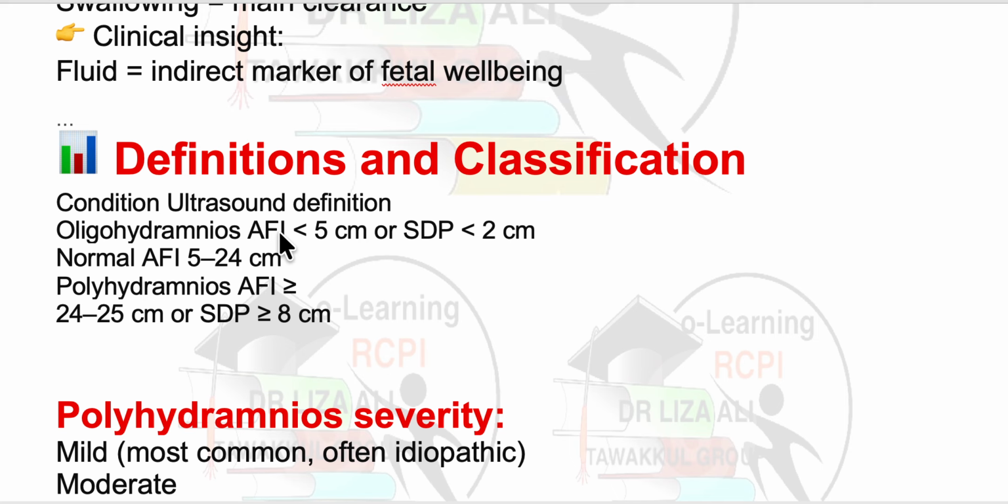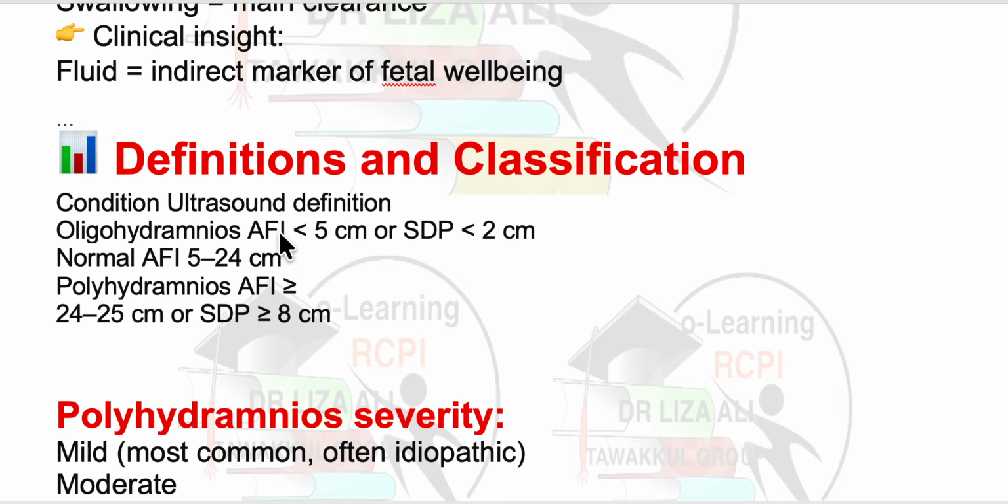Polyhydramnios is amniotic fluid index 24 to 25, or the single deepest vertical pocket more than 8 centimeters. So these definitions are very, very important for the MCQs, means SBA MCQs or SBAs.